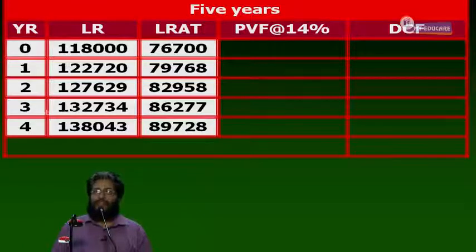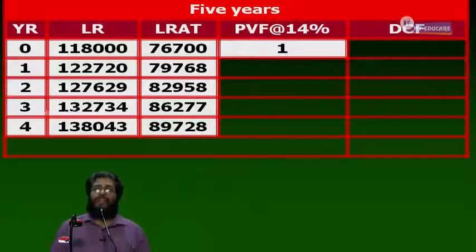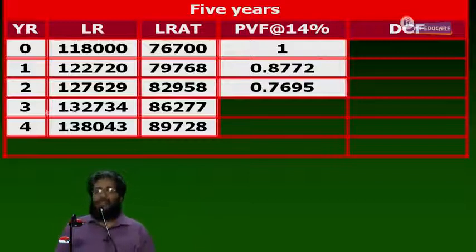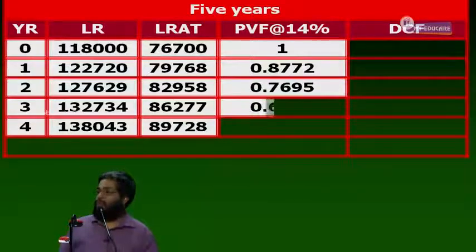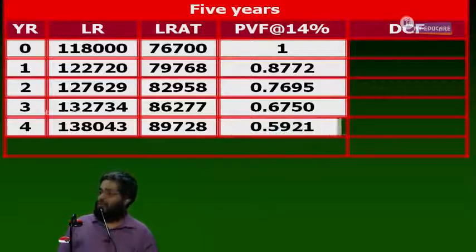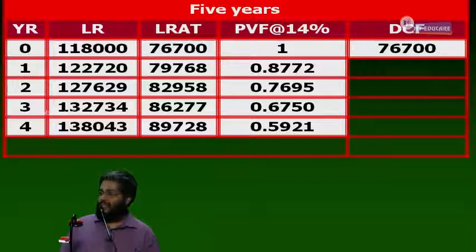What is the present value factor? 1 divided by 1.14 is 0.8772, then 0.7695, then 0.6750, then 0.5921. Now, 76,700 into 1, don't multiply, 76,700.